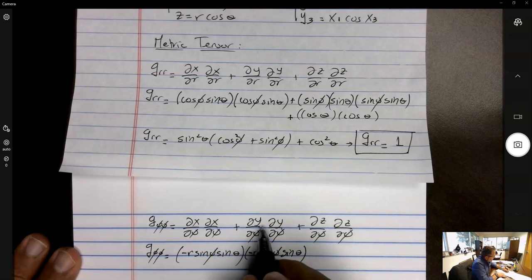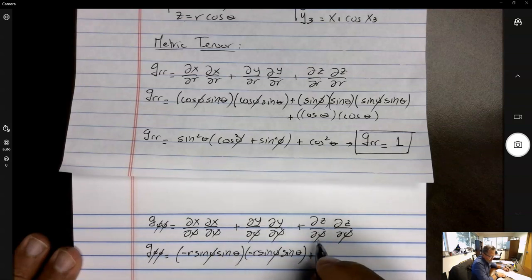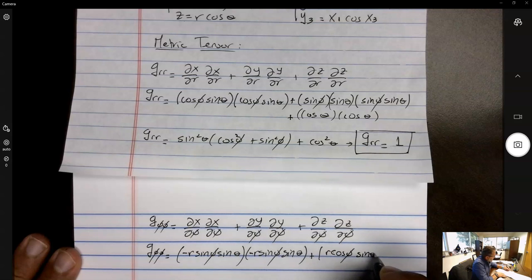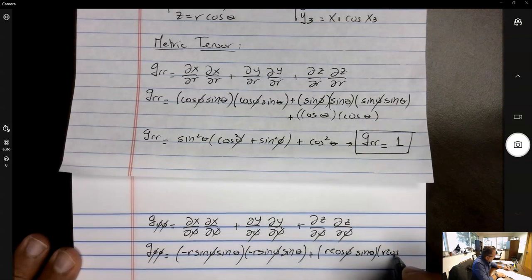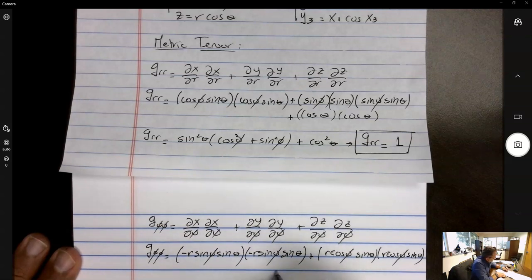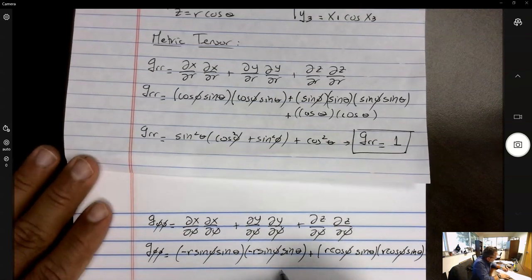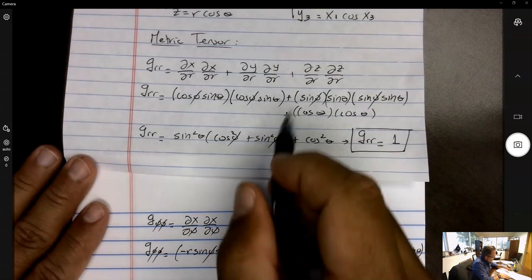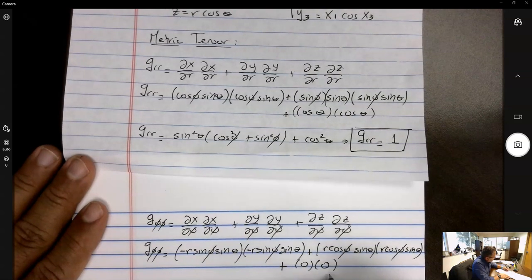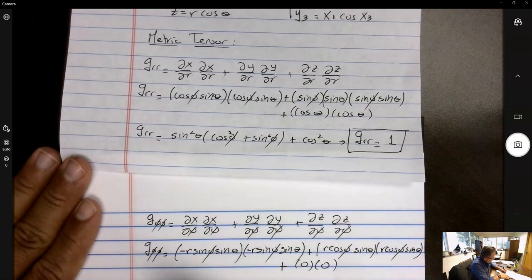And then dy d phi would be r cosine of phi sine of theta, times r cosine of phi sine of theta. And dz d phi is equal to 0. So g phi phi.